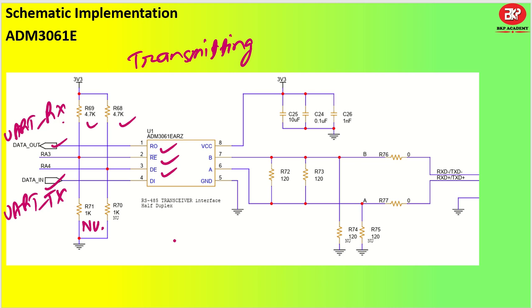For the power supply I have used 3.3 volt with 10 microfarad, 0.1 microfarad and 1 nanofarad filter capacitors. Ground is grounded here, and A and B are going to be terminated through a 60 ohm resistance, that is 120 parallel 120, which is 60 ohm. They have also been pulled low with 120 ohm, but these are not used. If you want, you can terminate them with 120 ohm, so that there will not be any no-load condition.